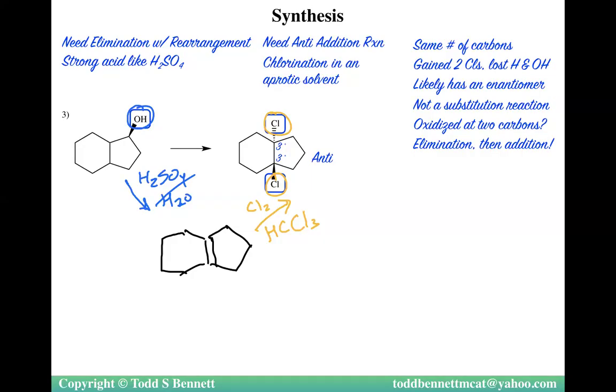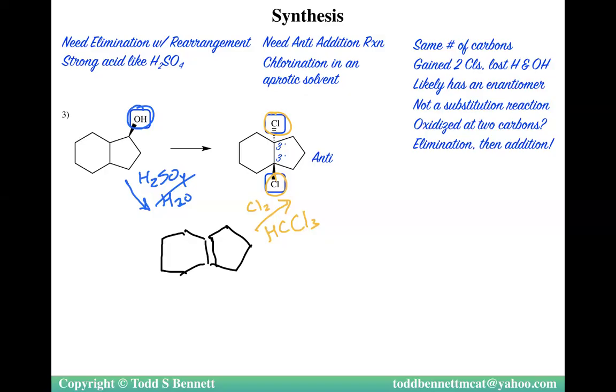Cl2, anti has to be chlorine in an aprotic solvent. Again, I chose HCCl3, chloroform, but it doesn't have to be that solvent. Okay, these are going fairly well. You should probably consider modifying my checklist because if it's working, great. If it's not, then change the sequence.